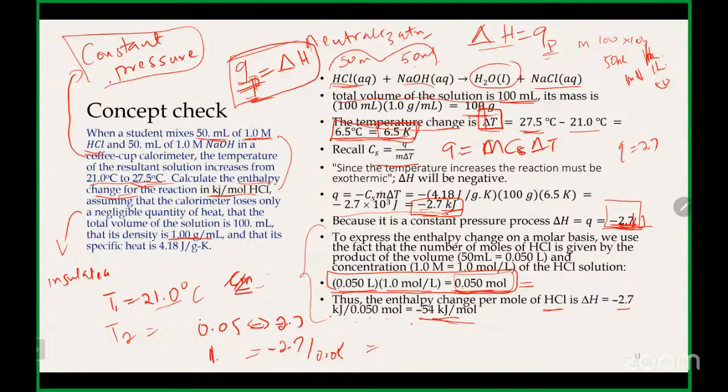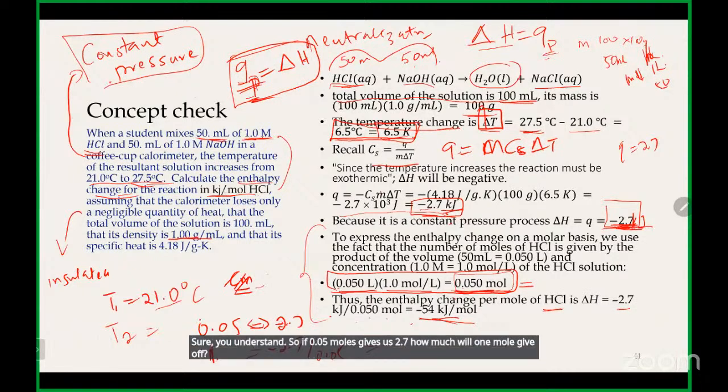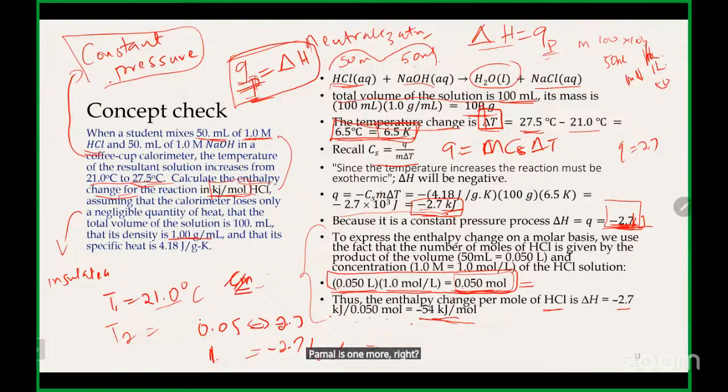Do you understand? Yes, ma. So if 0.05 moles gives us 2.7, how much will 1 mole give off? Because the question says we need to express it in kilojoules per mole. Per mole is 1 mole, right? Yes, ma. Okay, so we can move on now, right? No, ma.